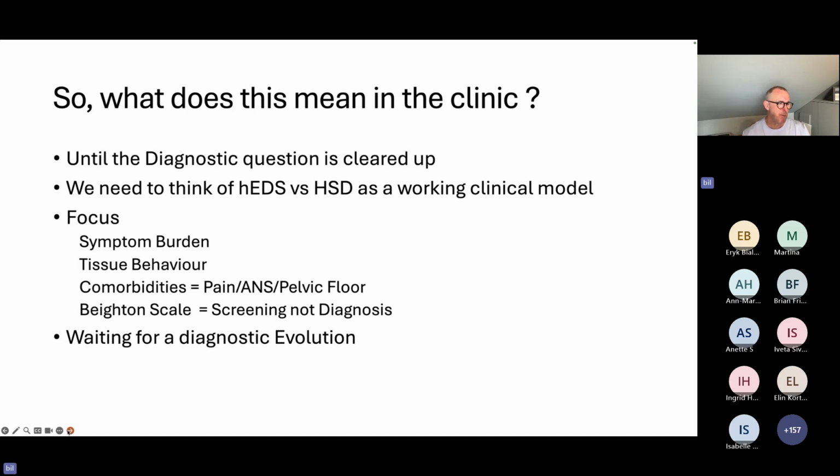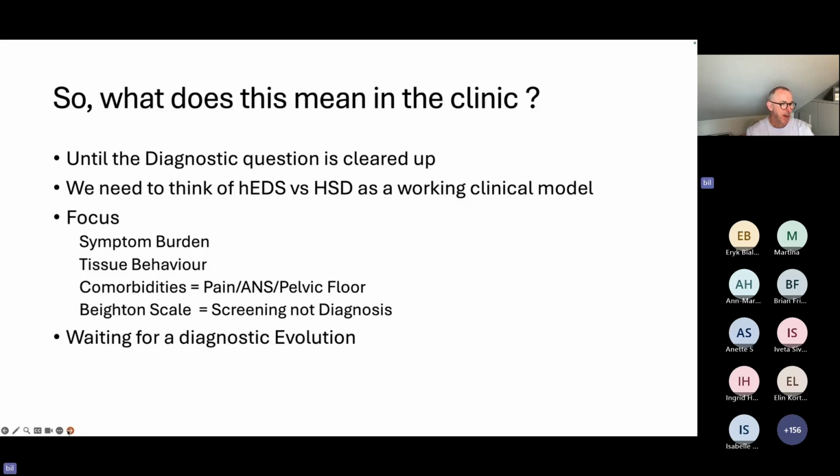Comorbidities, we always need to screen for pain sensitization, autonomic nervous system, POTS, pelvic floor dysfunction. These often drive the symptoms more than the joint laxity itself. If you miss these, then you almost miss the real drivers of what the patient's presenting with. And we're really just waiting for this diagnostic evolution, if you like, because diagnosis may change over time, become clear with symptom progression and further assessment. Our role is to manage the patient who's in front of us. We don't wait for the diagnosis, we treat what we see.